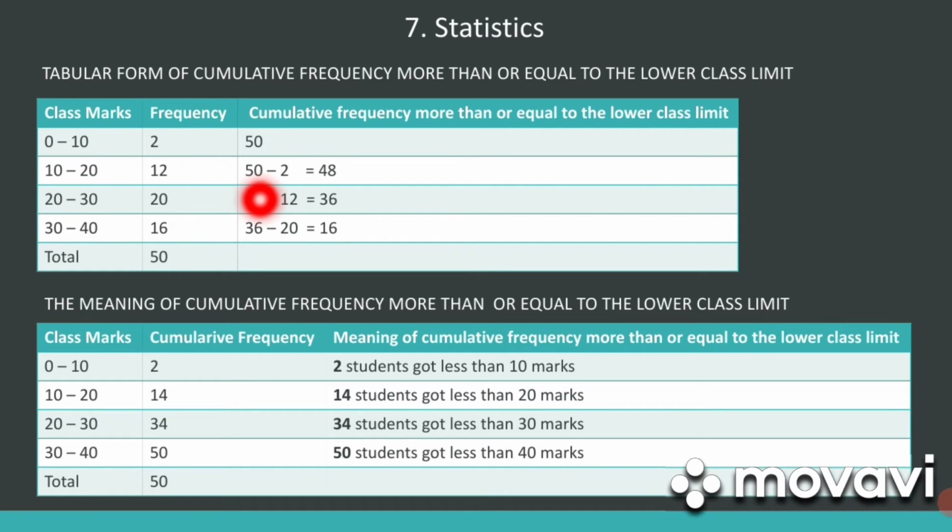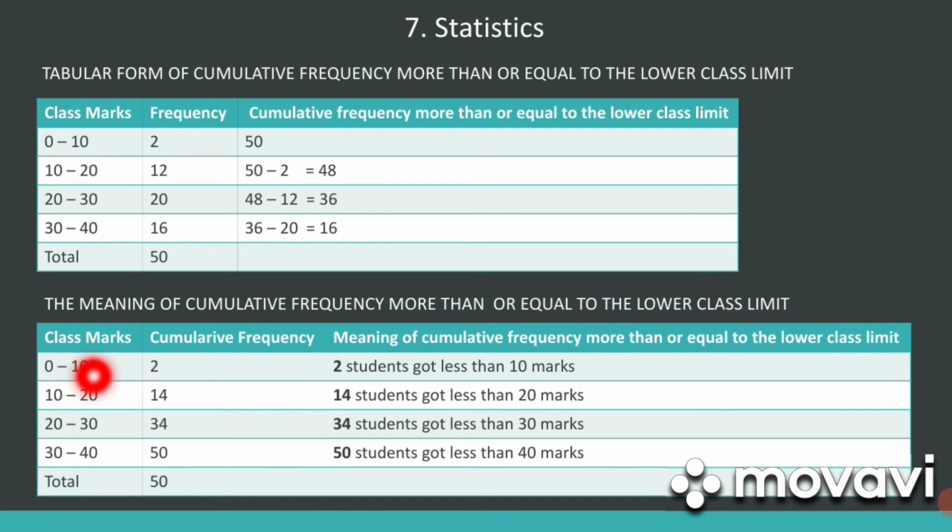To calculate the cumulative frequency for the second class interval, that is 10 to 20, we subtract the frequency of the previous class from 50, and therefore we get 50 minus 2, and that is equal to 48. For 20 to 30 class interval, we subtract 12 from 48, so we get 48 minus 12 is equal to 36. For the class interval 30 to 40, we subtract 20 from 36, and we get 36 minus 20 is equal to 16. The meaning of cumulative frequency more than or equal to the lower class limit.